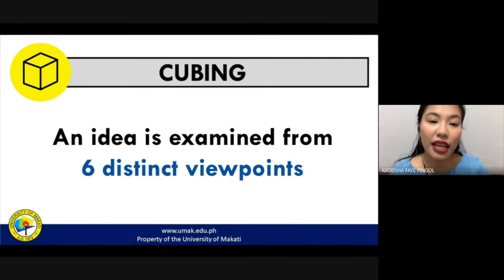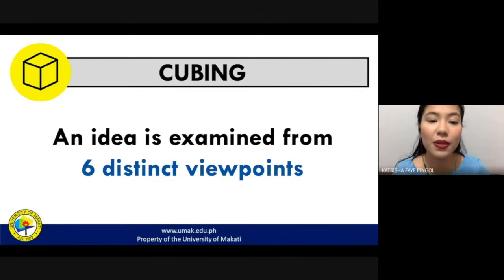In cubing, an idea is examined from 6 different viewpoints. Similar to the shape of a box or a cube, it has 6 different sides. So in cubing, there is one particular idea that you want to look into, and you ask yourself different questions to produce information about that particular idea.